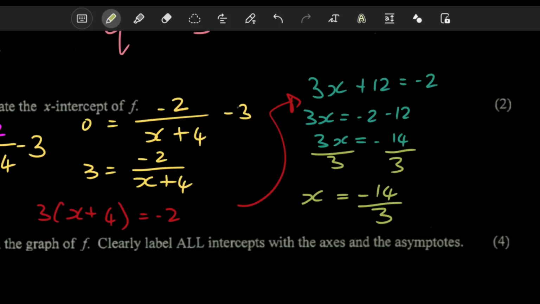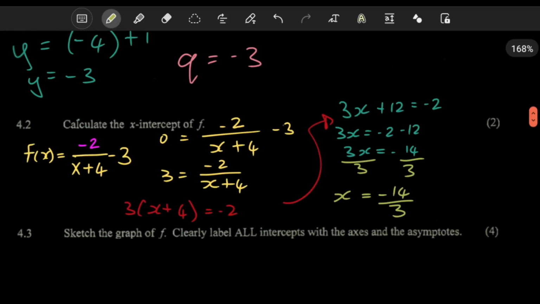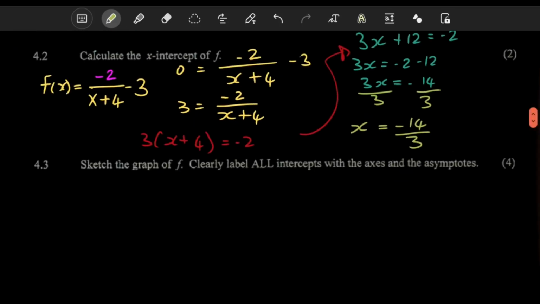Obviously, we just want to double check for any silly mistakes, because silly mistakes are so annoying. But anyways, let's see here. Multiply that. The 12 goes over. Divide. Yeah, it looks okay.